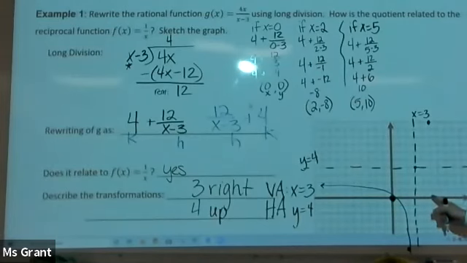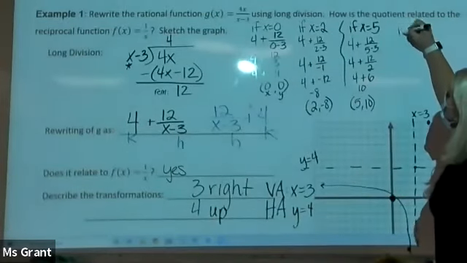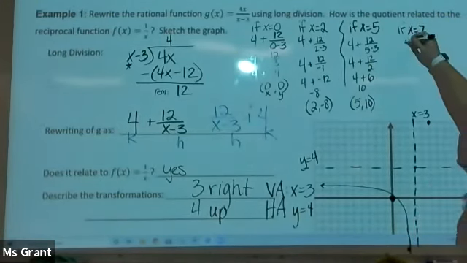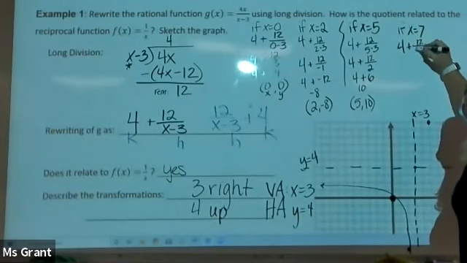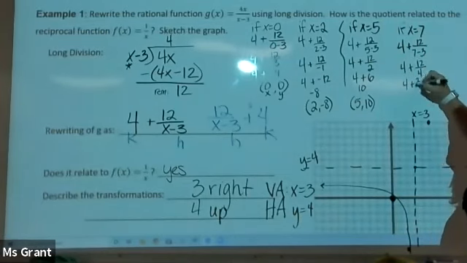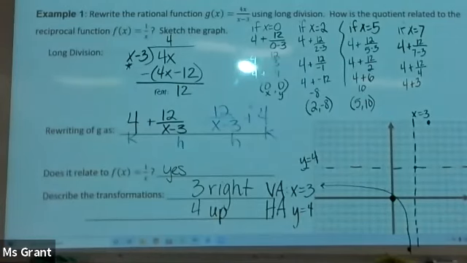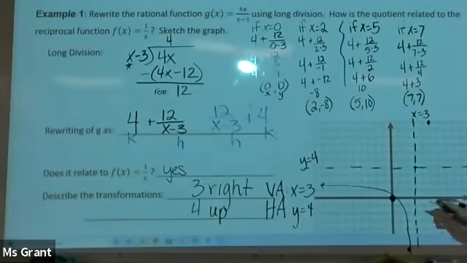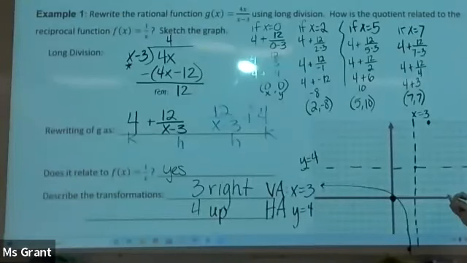How about, let's pick 7. Four plus 12 over 7 minus 3, 4 plus 12 over 4, 4 plus 3. Ooh, 7, 7. 1, 2, 3, 4, 5, 6, 7. So my curve kind of is like this.